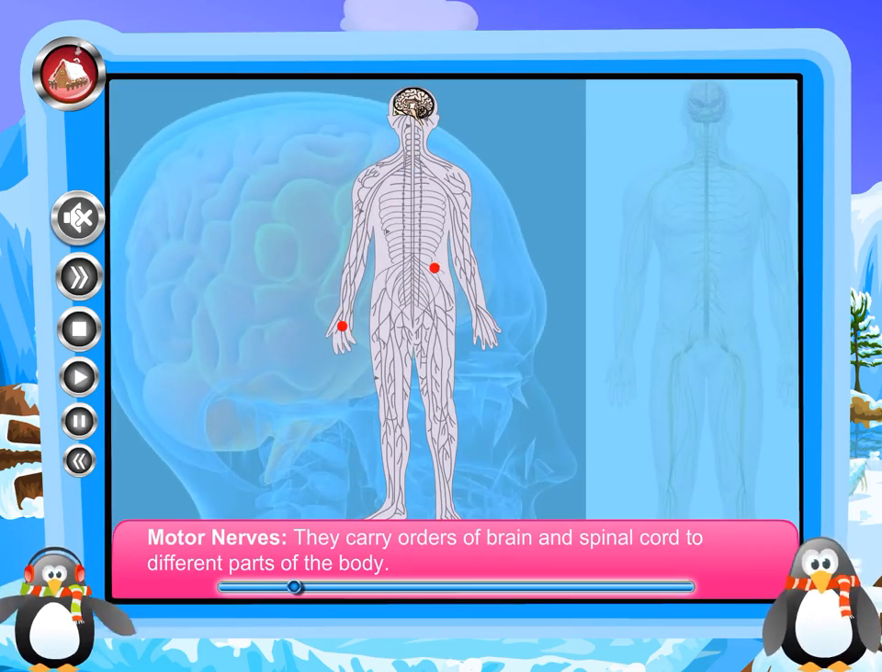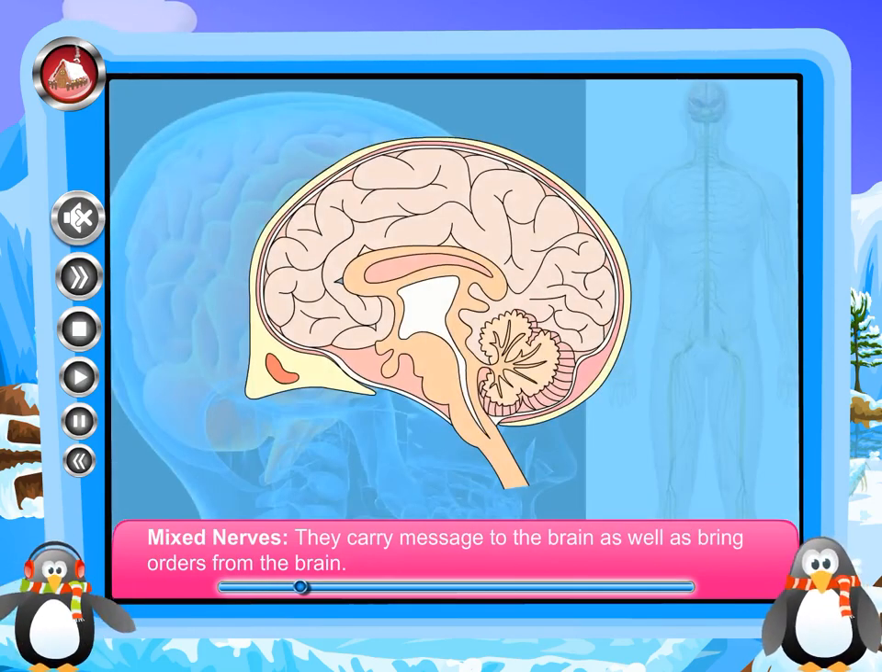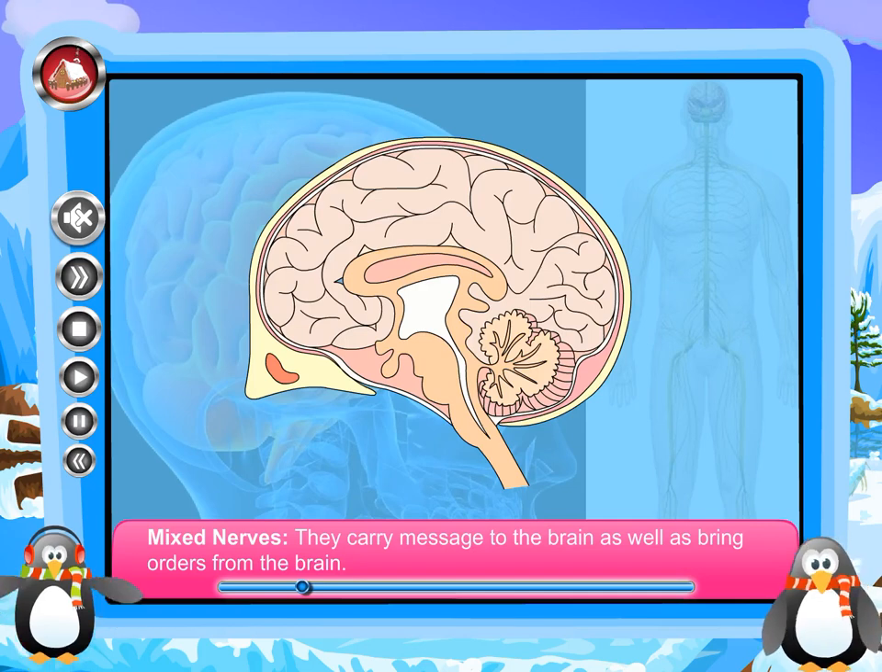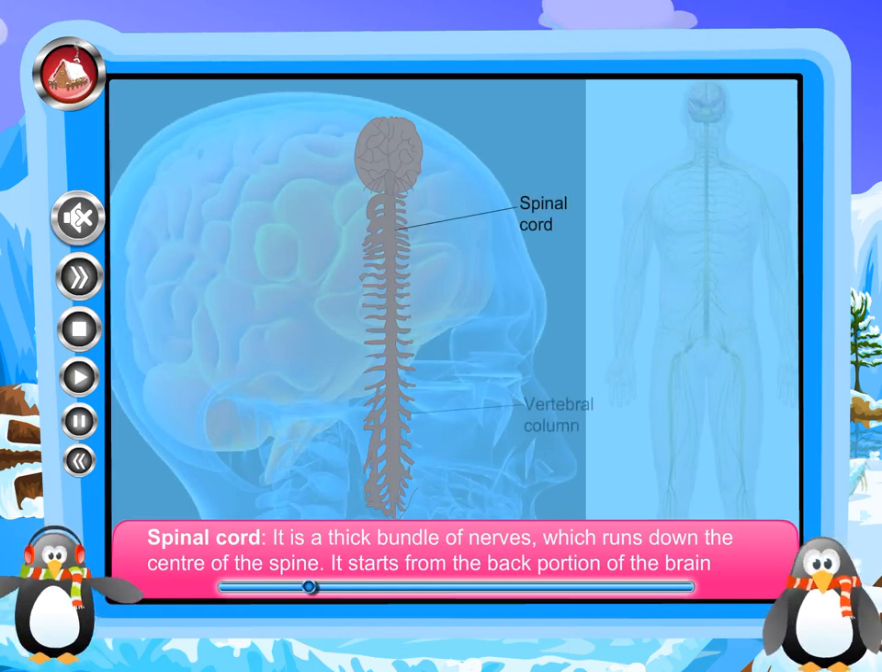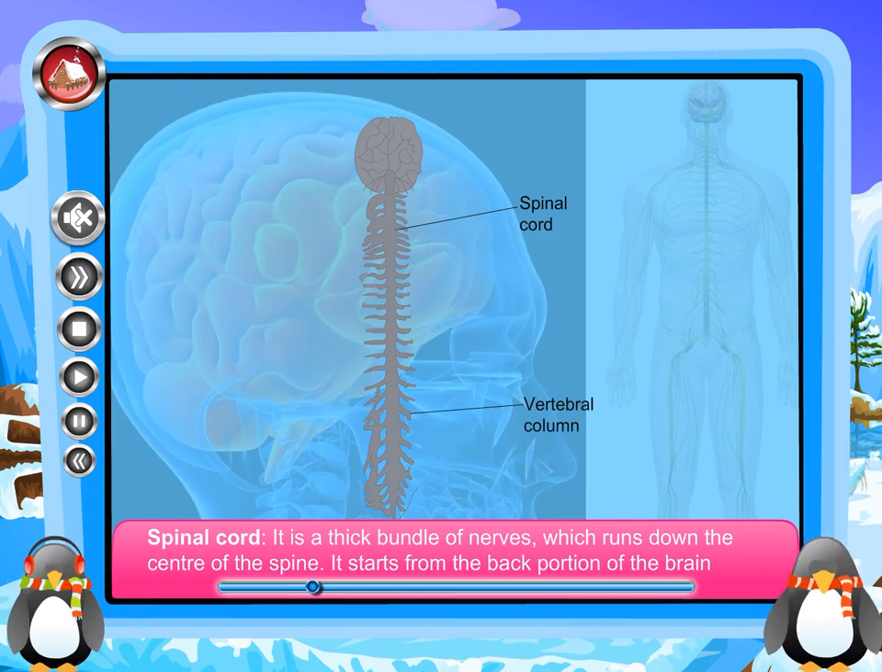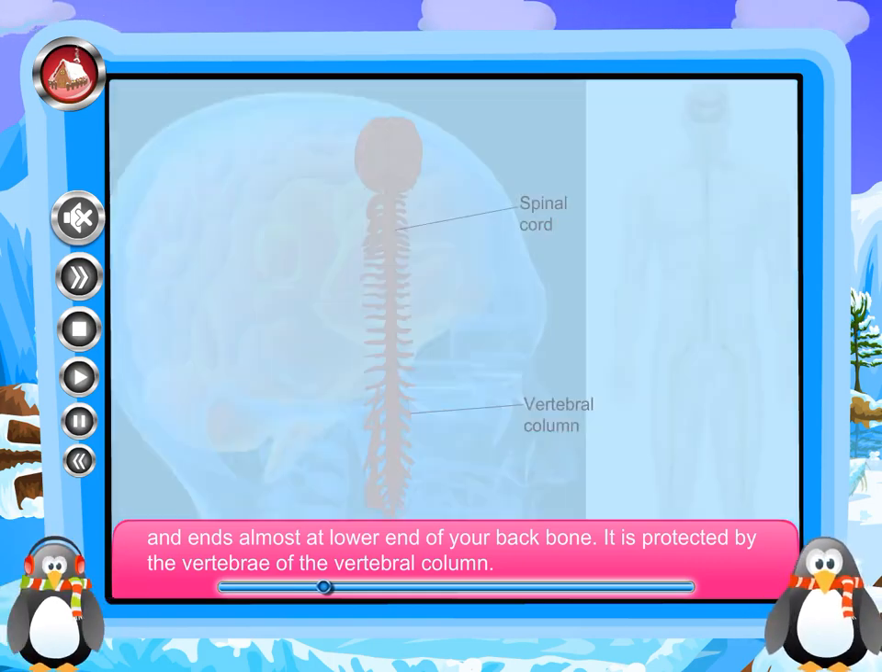They carry orders of brain and spinal cord to different parts of the body. Mixed nerves. They carry messages to the brain as well as bring orders from the brain. Spinal cord. It is a thick bundle of nerves which runs down the center of the spine. It starts from the back portion of the brain and ends almost at the lower end of your backbone. It is protected by the vertebrae of the vertebral column.